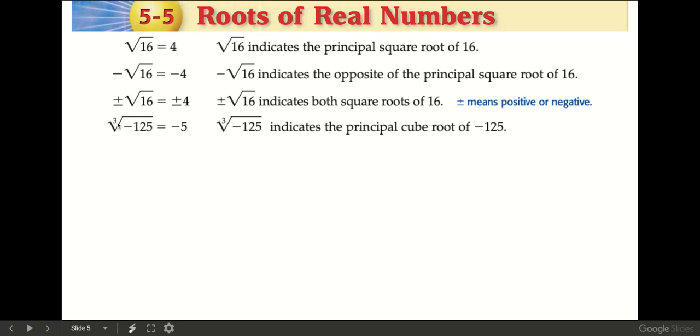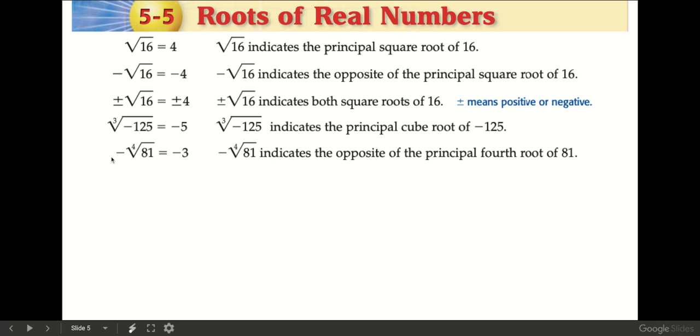If I have the cube root or third root of negative 125, that equals negative 5, right? The cube root of negative 125 indicates the principal cube root of negative 125 because negative 5 times negative 5 times negative 5 equals negative 125. This one only has one principal root and it happens to be negative.